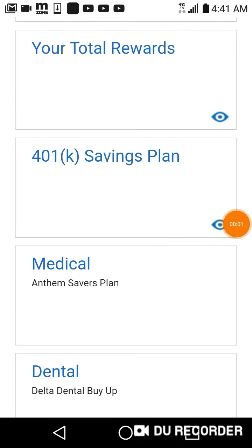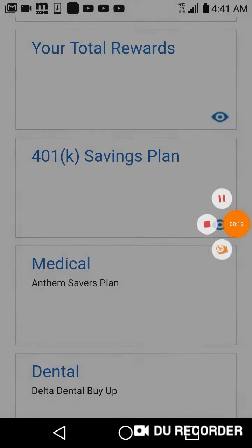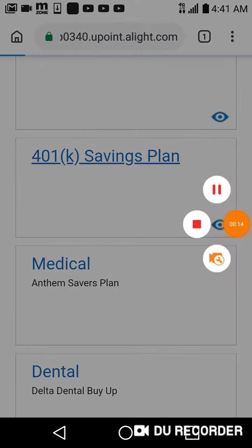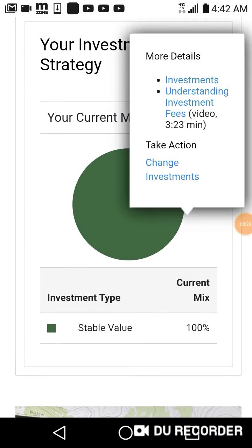Okay, coworkers, let me show you how to find out information about your investment types. So go ahead and click on 401k savings plan. Your next page will look like this. It will tell your investment strategy. Go ahead and click on change investments.